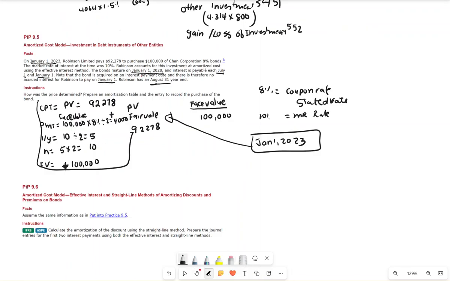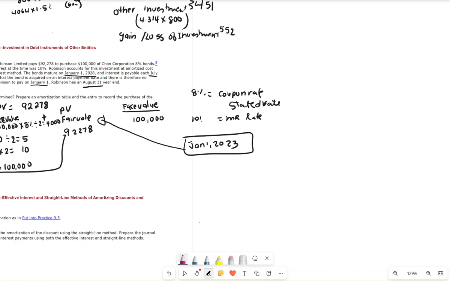So let's record our first transaction. The present value of our investment is 92,278. So what we are doing is you will debit. It's an investment in bond, so we call it bond investment at amortized cost.